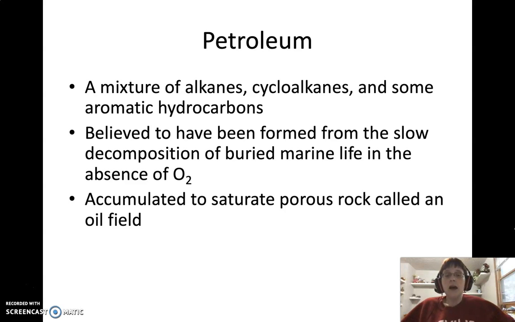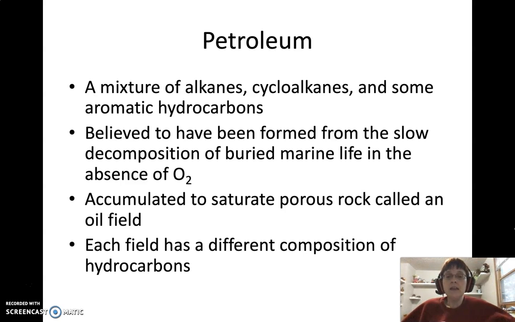The petroleum is not actually just in a pool underneath the ground. It's actually in porous rocks, and then we call that an oil field where it's accumulated. It usually accumulates underneath a non-porous layer of rock. And it turns out each of the oil fields has a different composition of hydrocarbons. So it's not like we pull crude oil from an oil field, and every single one is going to have exactly the same group of them that we're going to talk about in this section.